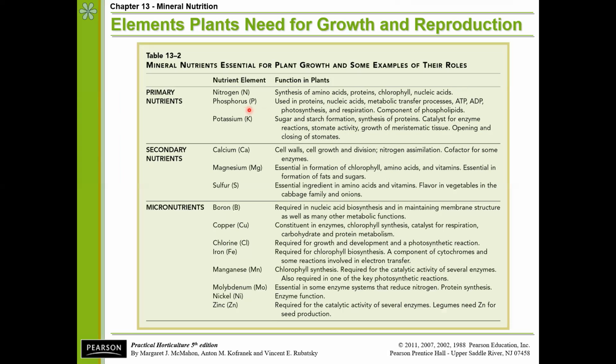So phosphorus, P, is also used in proteins and photosynthesis. But I think one of the most important roles that distinguishes phosphorus' role is in respiration. It's also a component of the phospholipids, which are in those membranes. So it's responsible for a lot of transfer processes of these other nutrients. Potassium, also important in the synthesis of proteins, and also a catalyst for enzyme reactions.